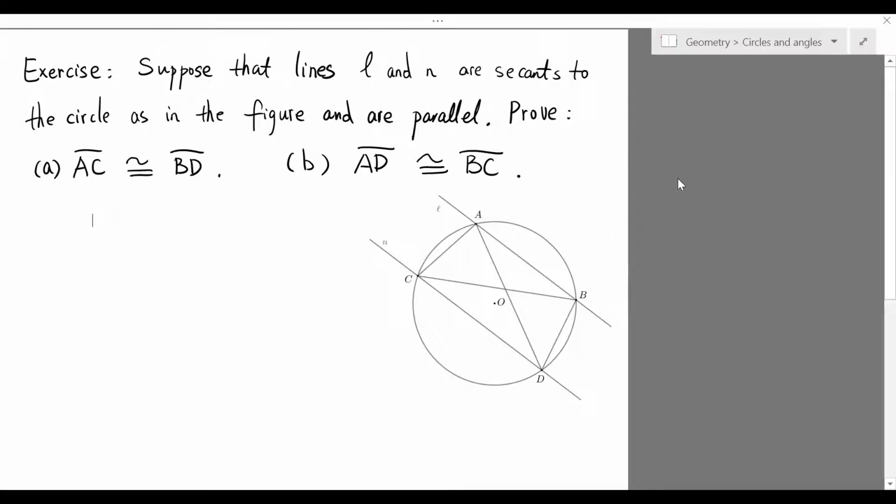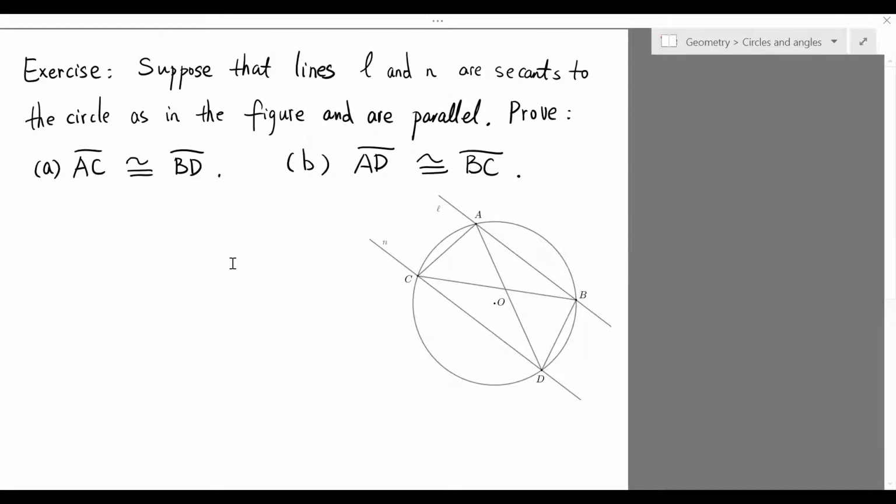To prove these two relations, we would love to make use of some properties that we have discussed recently for circles and angles, such as the inscribed angle theorem, or the property of the alternate interior angle formed by two parallel lines, as the lines that are given in our figure over here, the line L and the line N. So let's try to explore this problem a little bit.